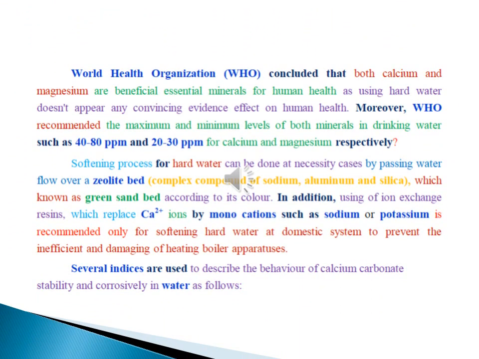The World Health Organization concluded that both calcium and magnesium are beneficial essential minerals for human health, as using hard water doesn't show any convincing evidence of effect on human health. It also recommended the maximum and minimum levels of both minerals in drinking water, such as 40 up to 80 parts per million and 20 up to 30 parts per million for calcium and magnesium respectively.